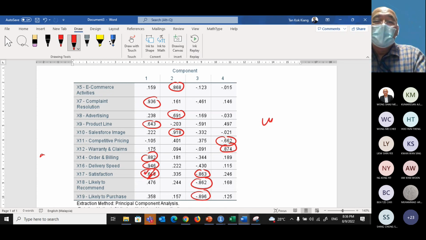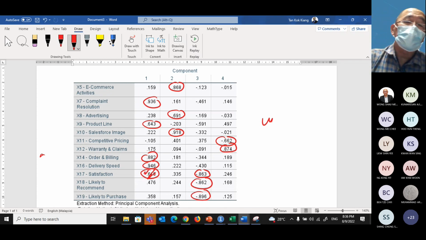So now we see, let's say component 1. We start with component 1. Anyone want to give a name? Maybe not too easy, because complaint and product line come together. Order billing, delivery speed. Is this after sales service? Order billing. Product line, complaint. Order and billing. Service quality. Anyone?